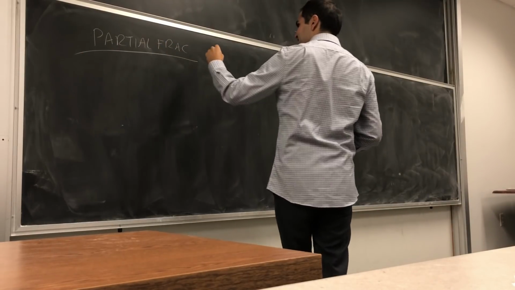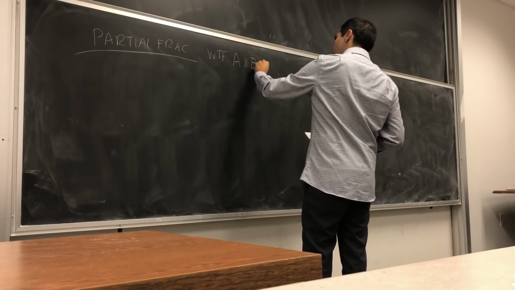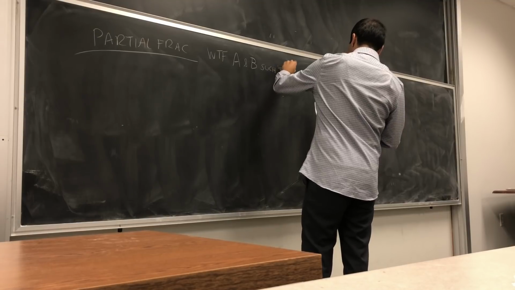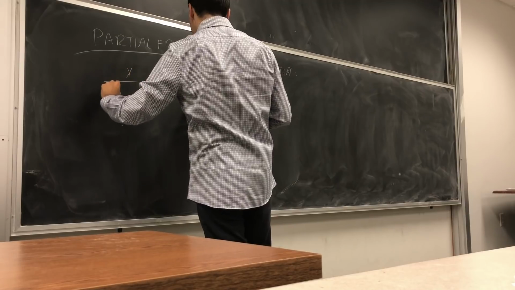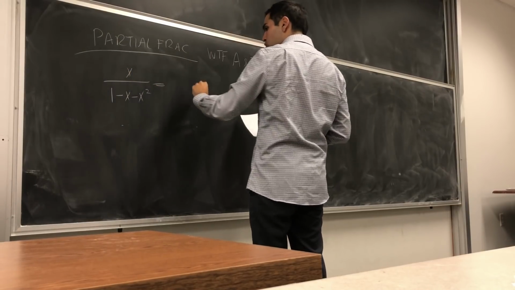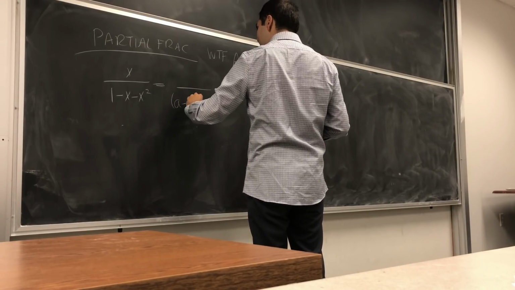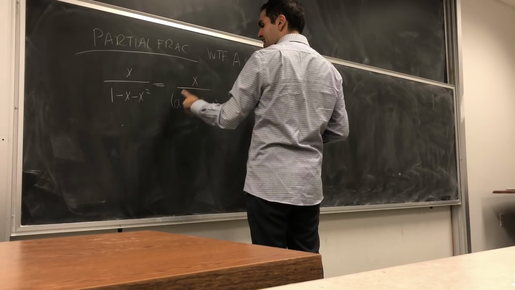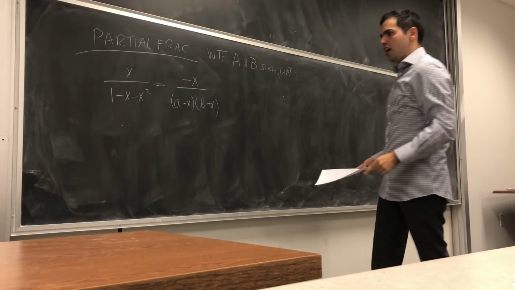What does partial fraction say? We want to find A and B such that the following is true. So our function x over 1 minus x squared, which you can write in the following form by our factorization, (a minus x) times (b minus x), and you have this x, except we also have the minus sign, which you can put on top.